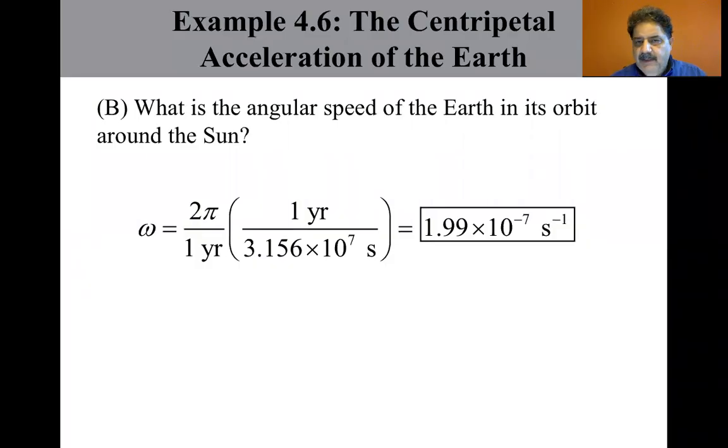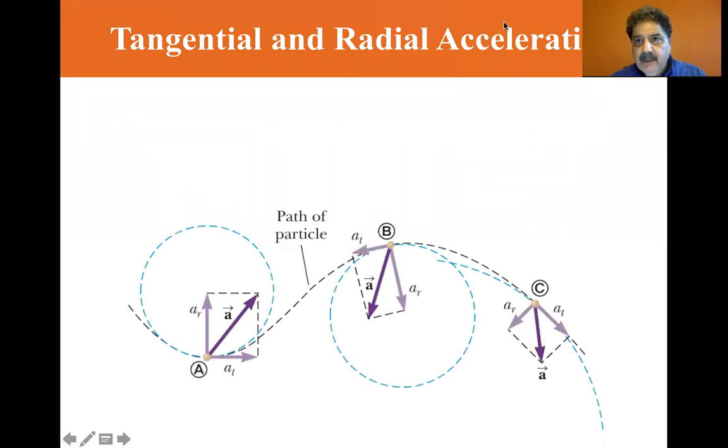Okay, we are now at section 4.5, Tangential and Radial Acceleration. So here we are. All right. Consider a more general motion as shown in the figure. You can see the radii of those two circles. Actually, there's three circles. It's only a partial at C.